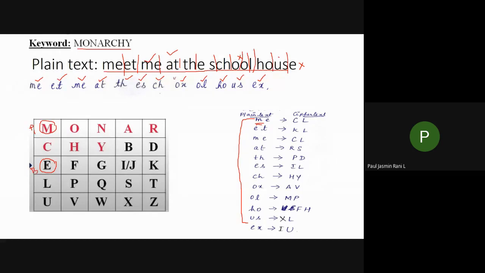Now you have to find out C1 and C2. How will you find them? For M, the ciphertext C1 is C, and for E, the ciphertext C2 is L. So you are getting C and L. Like this, you have to find the ciphertext for all the remaining plain text.